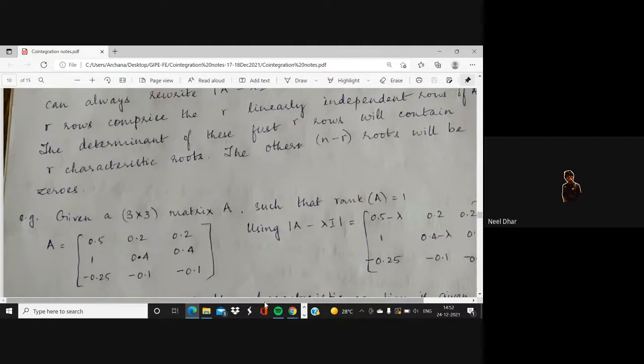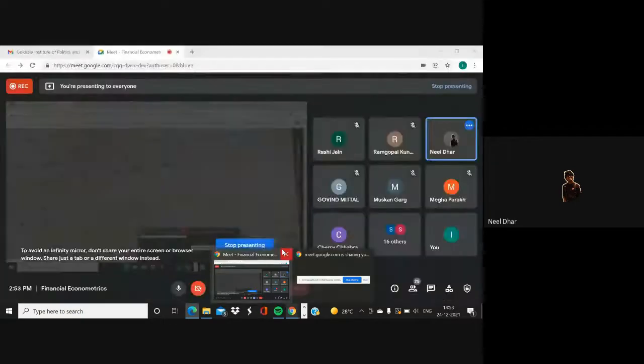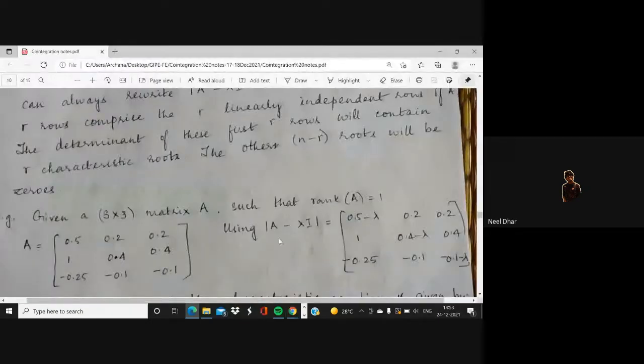Ma'am, the determinant should equal to the rank, right? Determinant should be equal to the rank. Why are you saying that? Actually, I'm a little confused. How should we be going ahead with this, ma'am?